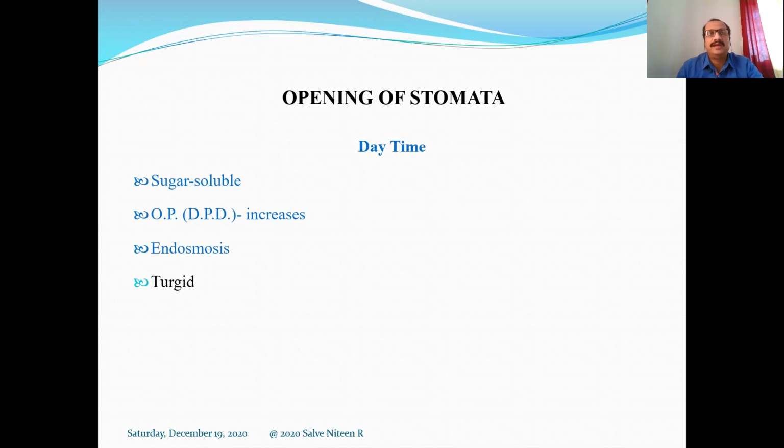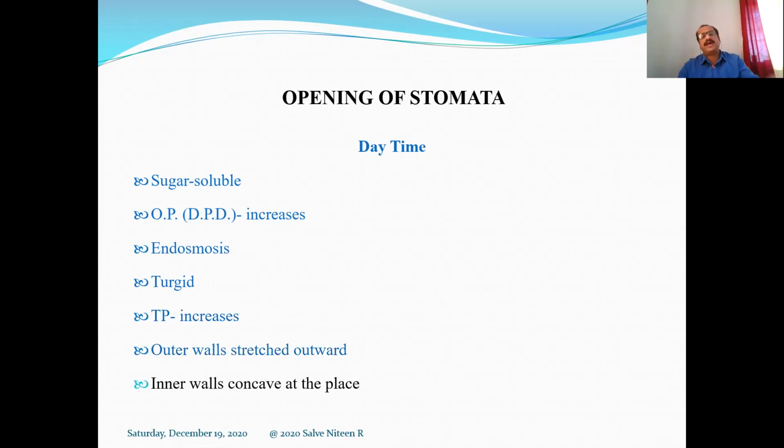Guard cells become turgid and they develop a sort of pressure that is created by the cell cytoplasm on the cell wall of the guard cell, and that pressure is called turgor pressure. So turgor pressure increases due to turgidity. TP, the turgor pressure of the guard cell, increases, and when there is pressure on the cell wall of the guard cell, the outer cell wall, which is thin and elastic, gets stretched away from the central cavity due to the increase in turgor pressure. And as the outer walls are also attached to the inner wall, at the same time they also try to pull away the inner walls. But as you know, inner walls are thick and non-elastic, therefore they just become concave at the place like this, and the space surrounding the central cavity becomes widened, and therefore the stomata becomes open.